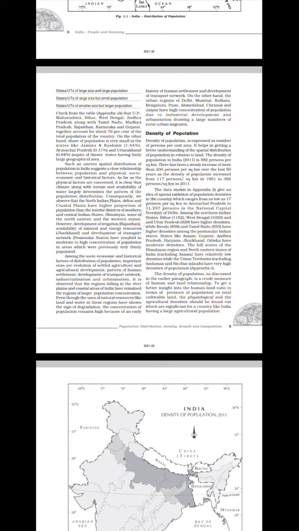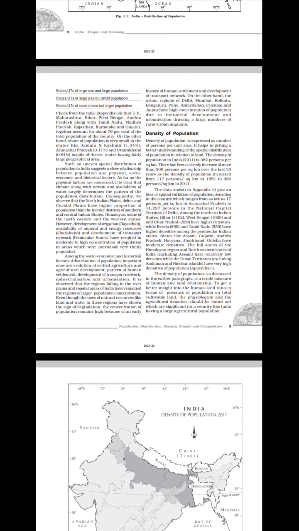The hill states of the Himalayan region and northeastern states of India, excluding Assam, have relatively low densities, while the Union territories, excluding Andaman and Nicobar Islands, have very high densities of population.